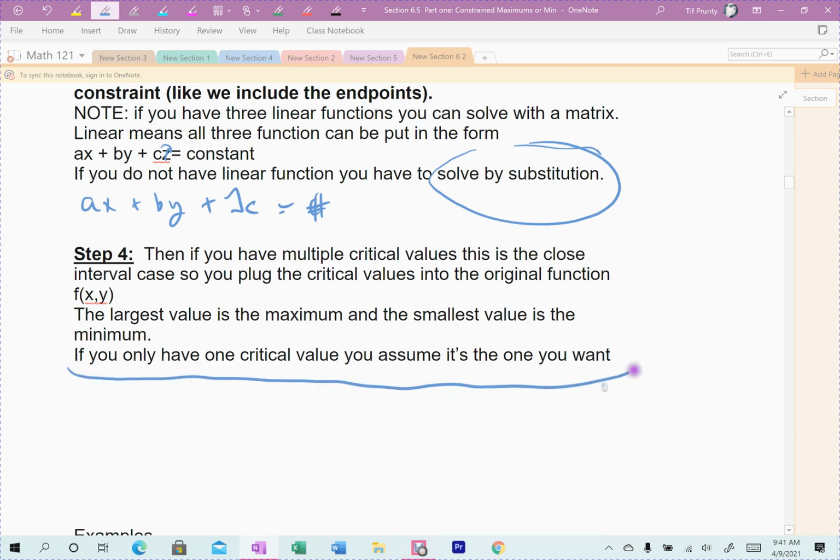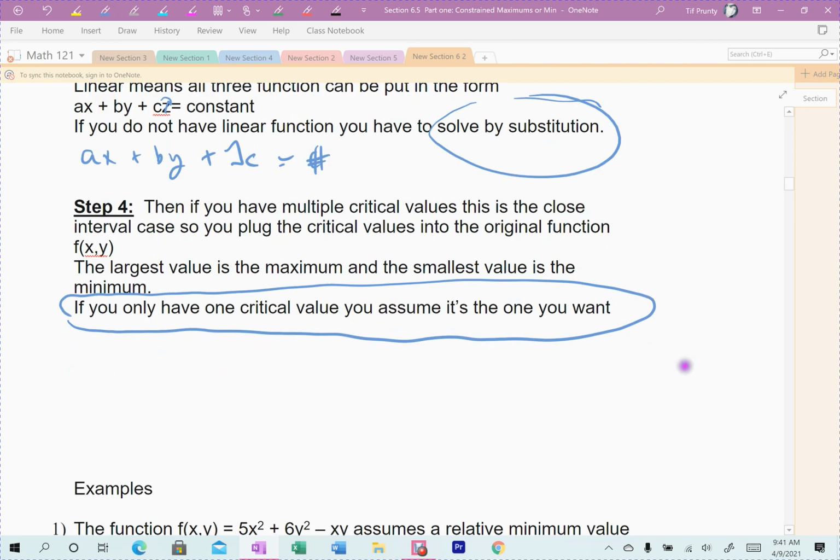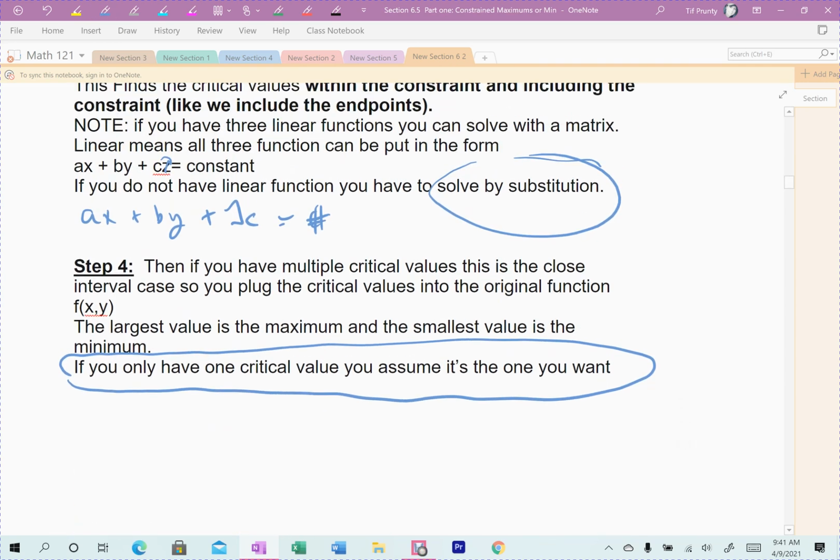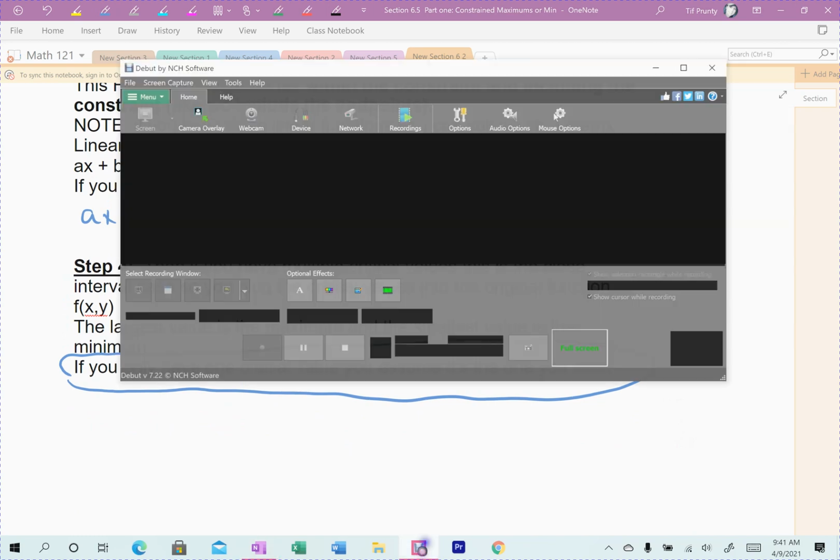If you only have one critical value, we always assume it's the one we want. So if it's maximum, if there's one critical value, there's no test. We assume that it's built into the formula, and the formula is giving us out the correct optimum value. Right, and for our examples, it will always be the correct optimum value. Alright, so we'll go through an example. So that's the setup, and then my next video will be the example.